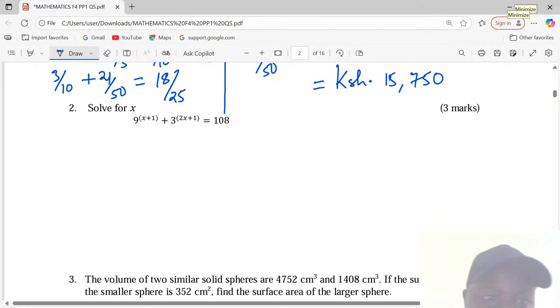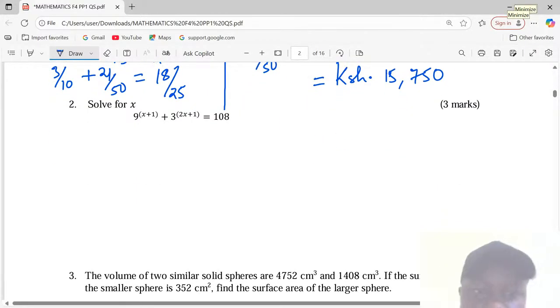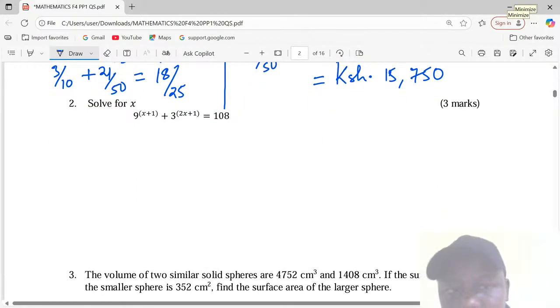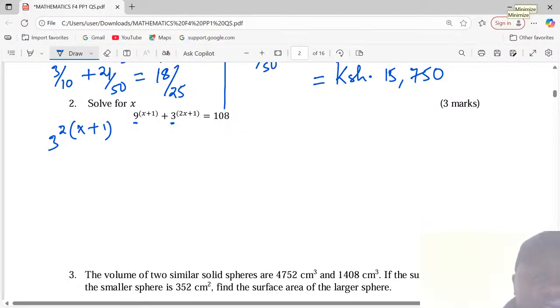At number 2 now, solve for x. Now, this is an index equation. Remember, we are having a base 3 here, but this is a 9. So 9 can be put to base 3 in this way: 3 squared, which is equal to 9. Then there is already x plus 1 there, plus 3 to the power 2x plus 1 equals 108.